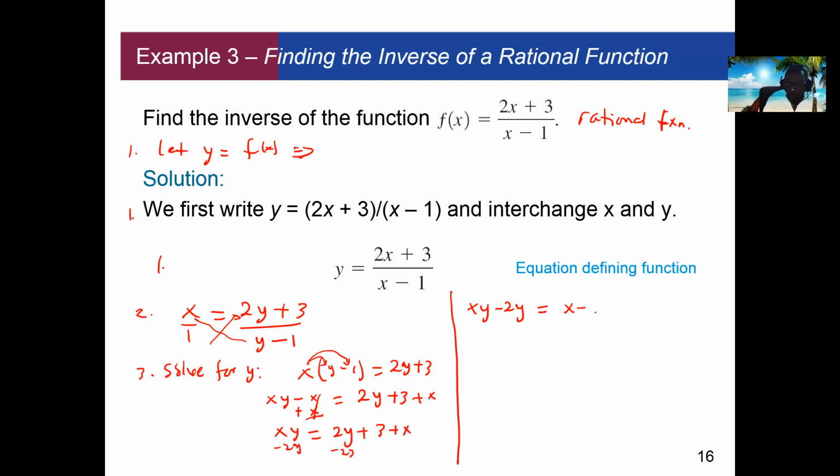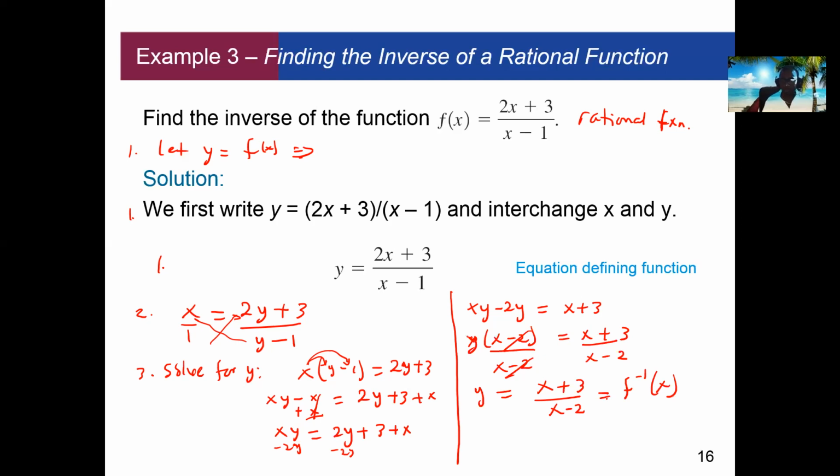Which is the same as x plus 3. So now I can factor y out on the left-hand side and get y times (x minus 2) equal to x plus 3. Then, since we are solving for y, we divide both sides by x minus 2. So y is equal to (x plus 3) divided by (x minus 2), and this is the inverse function in terms of x.